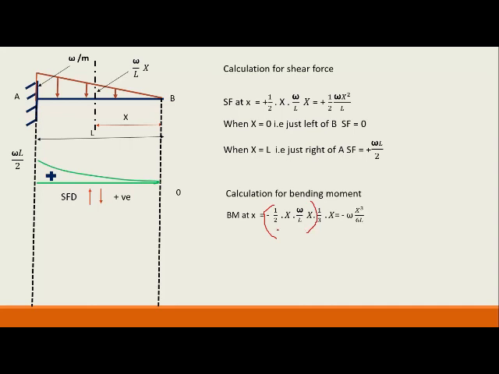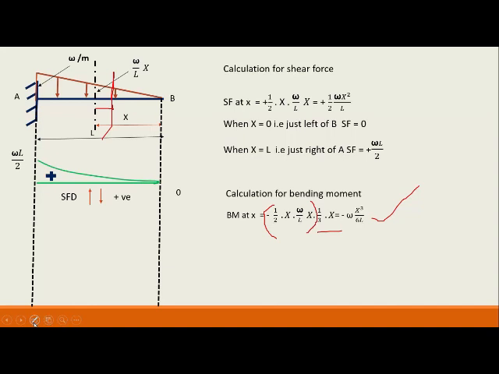So this is the load, and the CG distance from this base, where to calculate? Here to CG, from the base to the CG of this triangle. So it is x by 3. It will be x by 3 here. So it is having an equation of a cubic parabola.